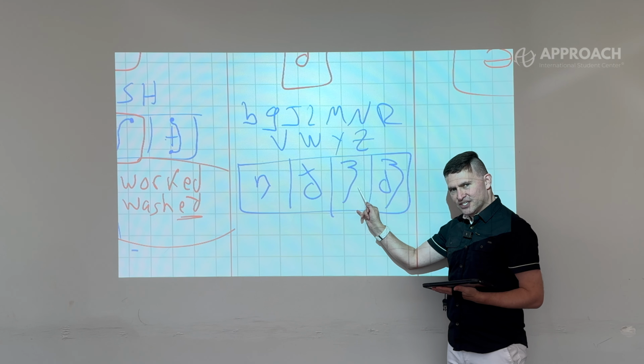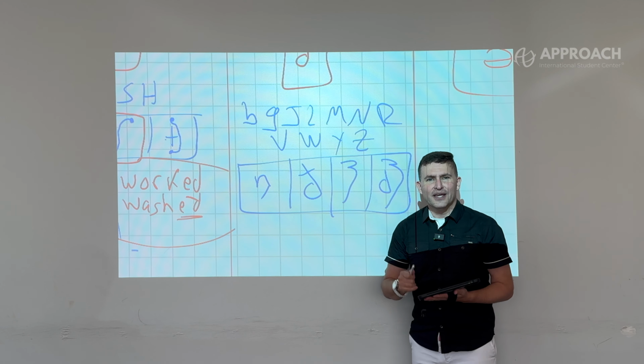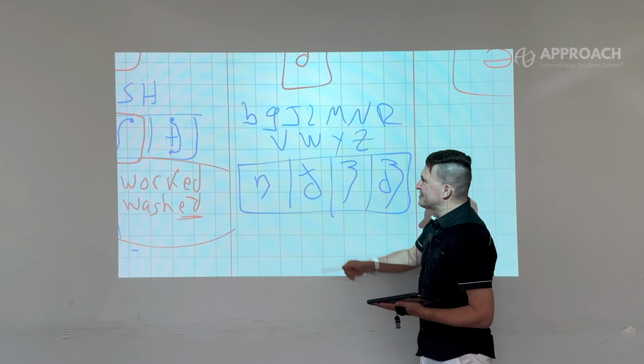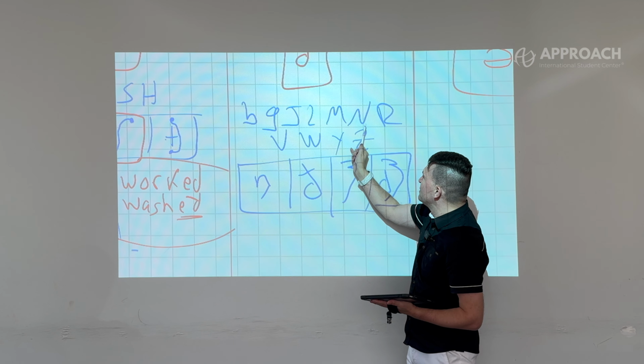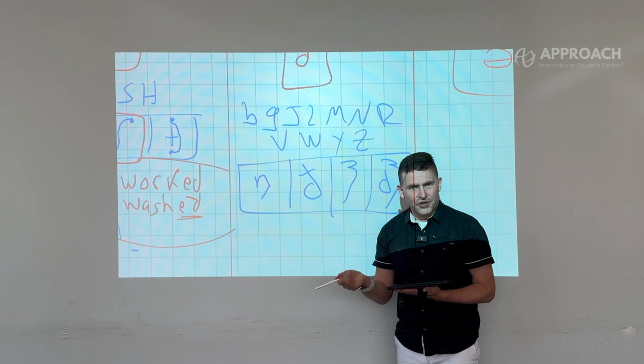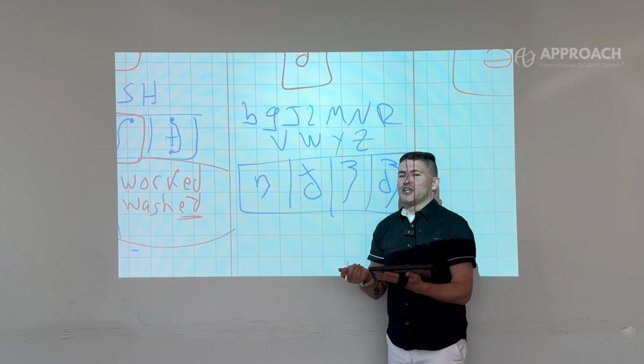Z, z, z, z. Okay, think about the sound. Don't think about the consonant. Don't think about the phoneme. Think about the sound. So it's gonna be b, g, sh, okay? It sounds weird, but believe me, we need to practice those sounds, okay?